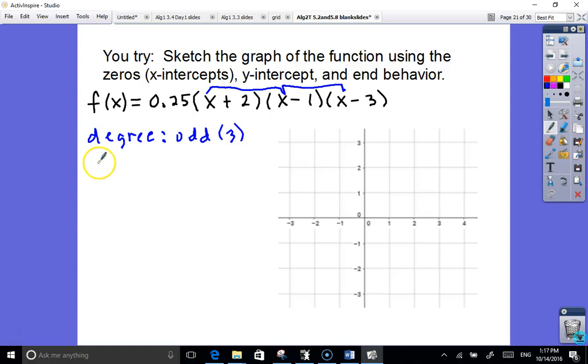Is the leading coefficient positive or negative? Positive. It's greater than 0, positive. Okay, what are the zeros? Negative 2, 1, 3. Okay, what is the y-intercept?